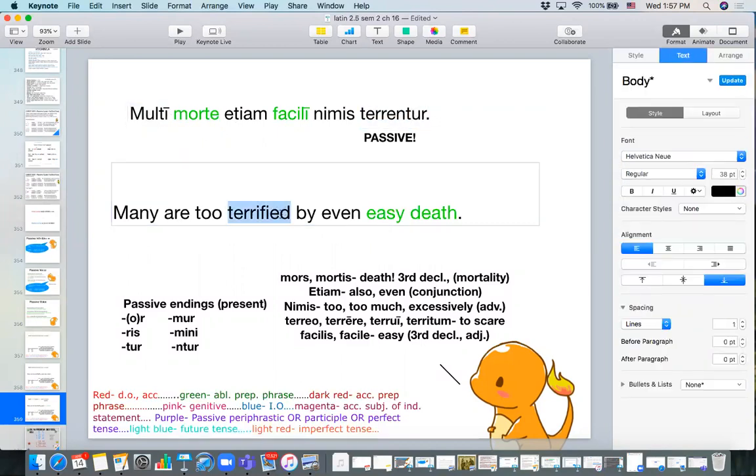It might sound weird, but a lot of people's minds are blown by trying to translate something as passive. You just got to make sure it sounds like it's happening to the subject, in this case, many. So if you said many are too terrifying, that wouldn't be good. If you said many terrified, that's still active. You got to have that helping verb and what is essentially the past tense version of the verb. That is what makes it happen to the subject. Okay.